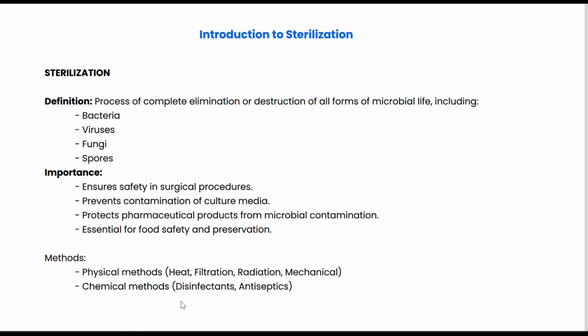Sterilization simply means killing or removing every single living organism or microorganism from an object, substance, or environment, including tough bacterial spores that usually resist normal cleaning. It's absolutely critical in healthcare, labs, and even industries because contaminated instruments or solutions can lead to serious infections or loss of product quality. There are two main categories of sterilization methods: physical methods and chemical methods. Today, we focus on physical methods using heat, filtration, radiation, and mechanical forces.